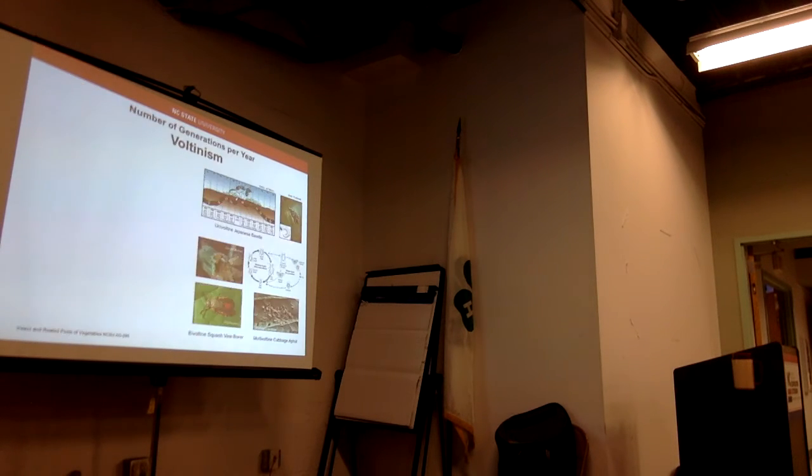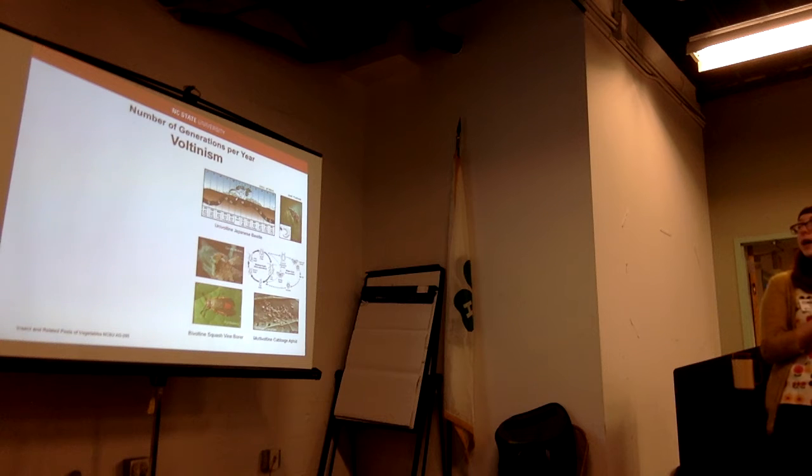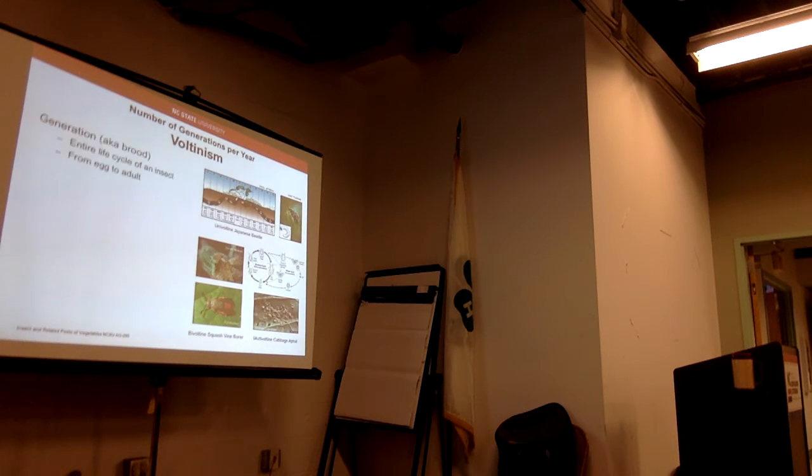So when we think about how insects impact us and how they impact our gardening especially, it's important to think about the number of generations per year. This will become apparent in a minute. A generation is the life cycle of an insect, so it's from egg to adult, right? It's that egg being laid, hatching, going through whatever metamorphosis process, and turning into an adult. And then when the next egg hatches, that's the next generation starting.